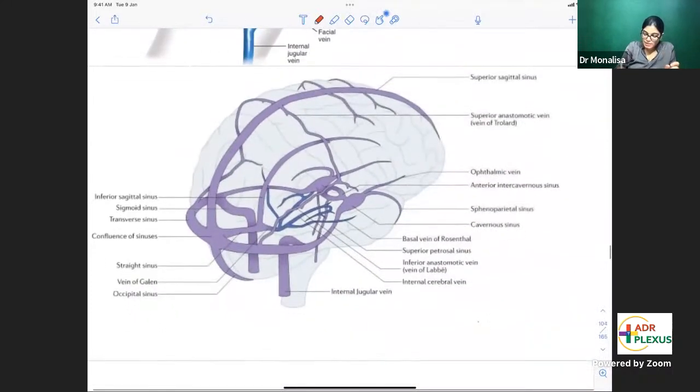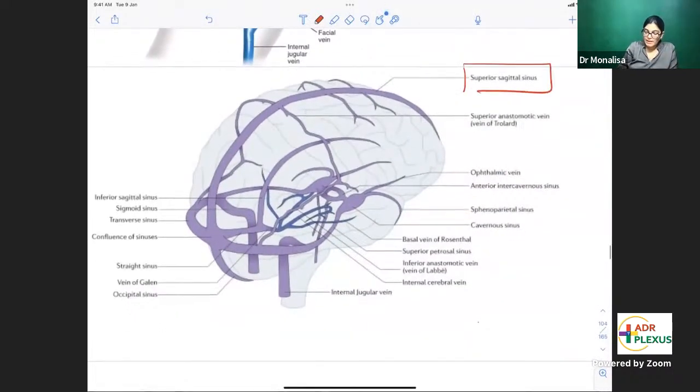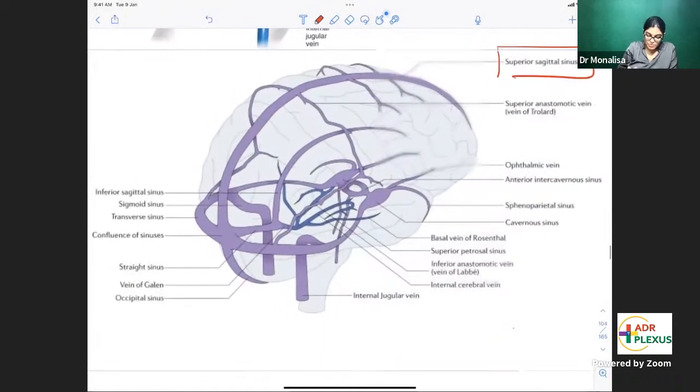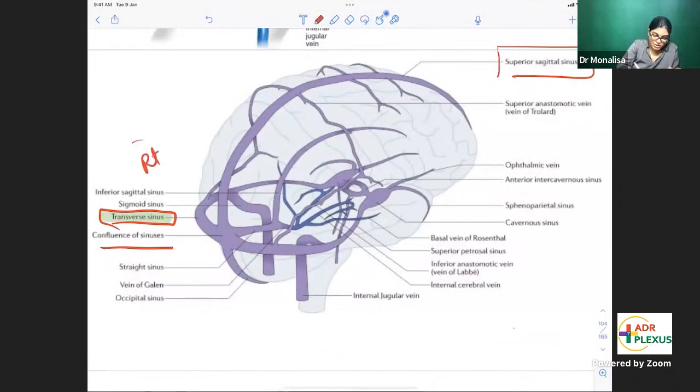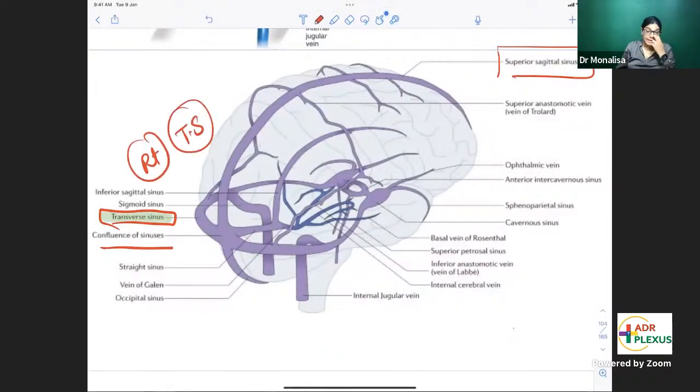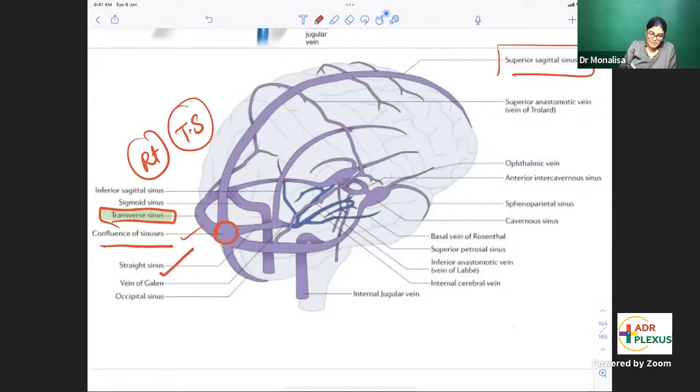Here also you can see the superior sagittal sinus lying in the attached border of falx cerebri. It will communicate at the level of confluence of sinuses and continue by becoming transverse sinus. To be more specific, it becomes the right transverse sinus. It communicates with the left transverse sinus, but it continues as the right transverse sinus. And many of the sinuses are meeting at the confluence of sinuses: straight sinus, transverse sinuses, and the superior sagittal sinus. All these sinuses are meeting here. That is called the confluence of sinuses.